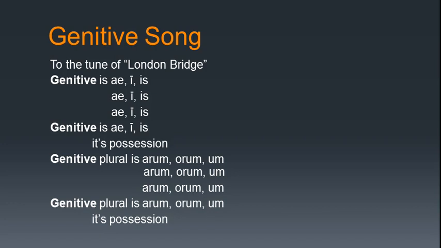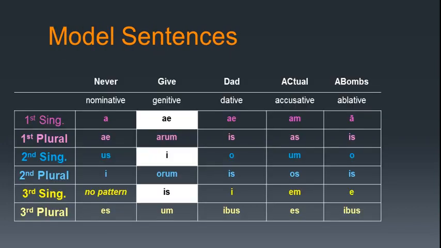Remember that the singular genitive is I-E-S. So we're going to look for the I-E-S on our previous chart under the genitive column, which is the give part of never give dad actual A-bombs. So notice that we do have it right there on all the singulars under genitive in the same order as it was before. First, second, third declension. So genitive is I-E-S.